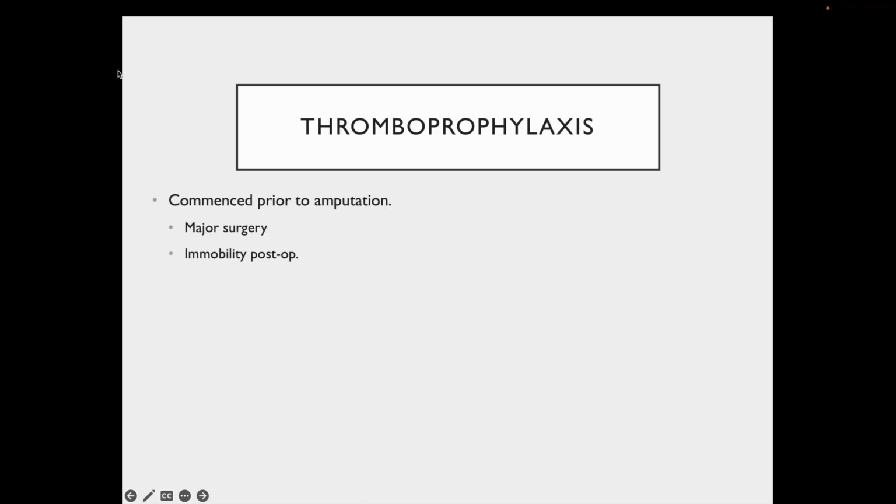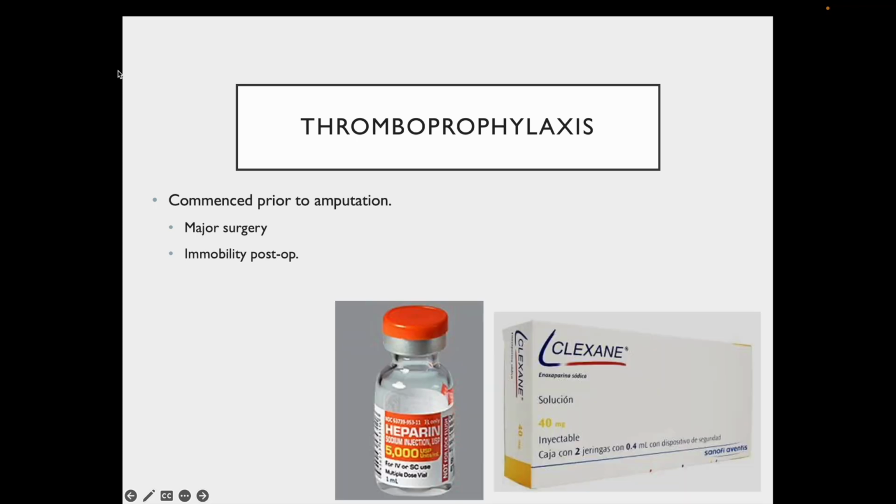Thromboprophylaxis. This is ideally commenced prior to the amputation, as clearly this is major surgery and the patients are relatively immobile in the early days after the operation. And it doesn't matter whether heparin or clexane is used.